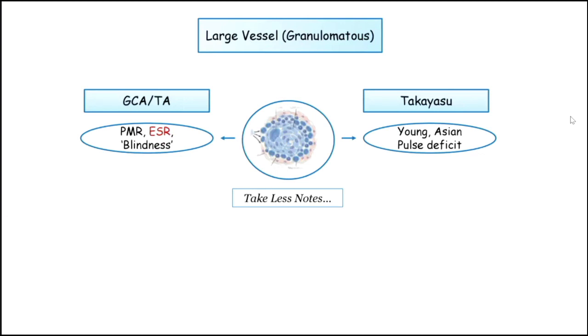As far as Takayasu, young Asian with a pulse deficit. Now, let me tell you something. This only goes in one direction. If they happen to give you a young Asian and they don't have a pulse deficit, don't be thinking Takayasu.